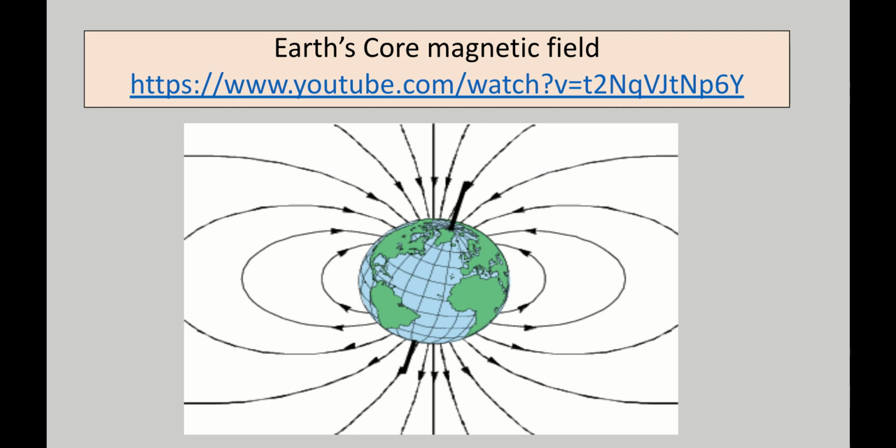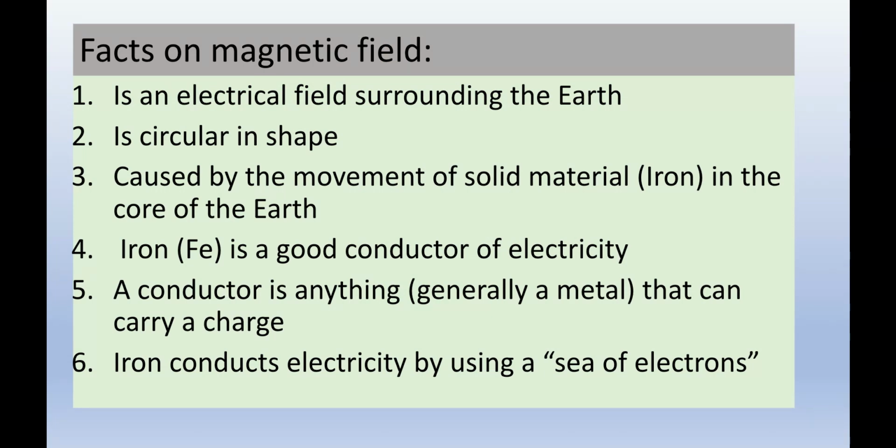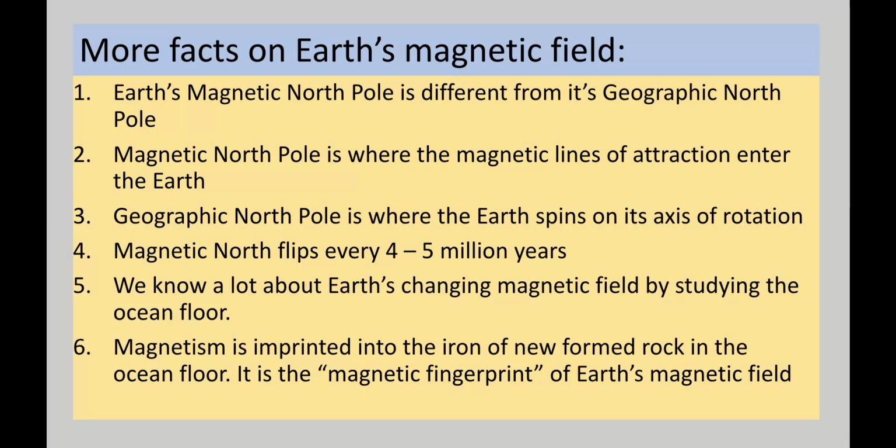This is Earth's core's magnetic field. The magnetic field is formed because the solid matter, iron, in the core of the Earth is creating this magnetic field as it moves around. Anytime you have metals moving, you're going to create some sort of magnetism. Iron is a good conductor of electricity, as most metals are. They have a sea of electrons that allows them to move electrons, and when you have electrons moving, you create electricity.